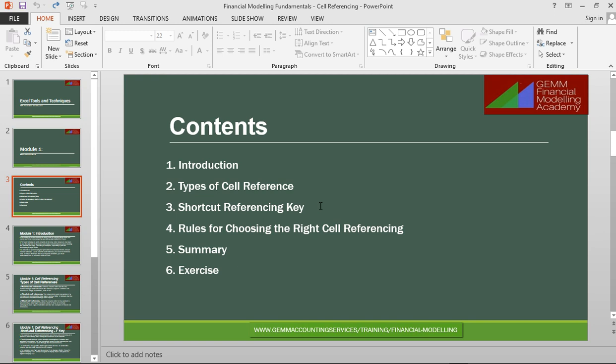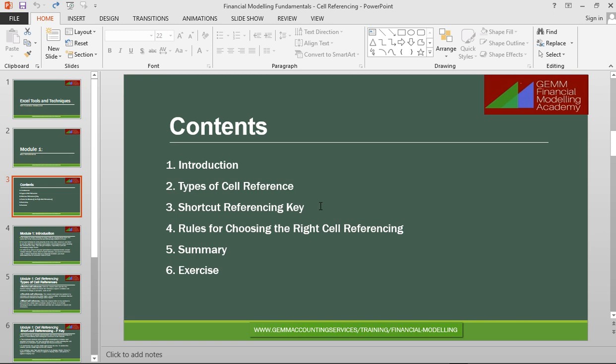Now let's look at the absolute cell reference. In an absolute cell reference, the column letter and the row number of a cell name are preceded by dollar signs, such as $B$2, $F$3, $A$1, to indicate that the cell reference should not change when copied.